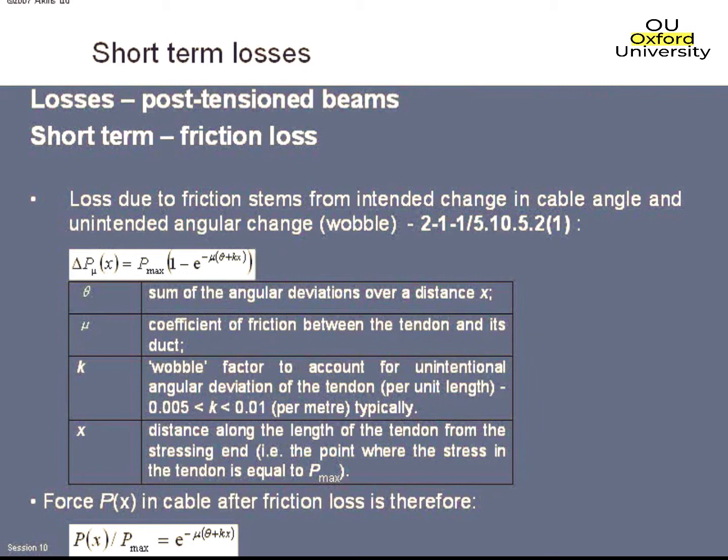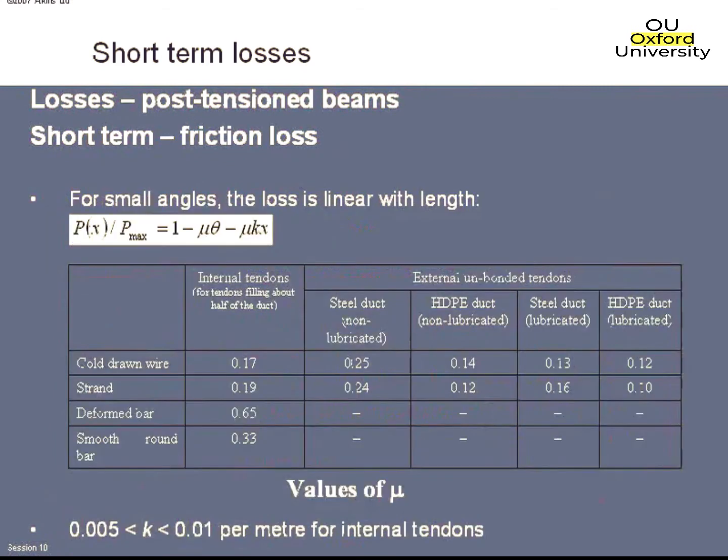So e to the minus a small number can be linearized into a simpler expression: P of x over P max equals 1 minus mu theta minus mu kx. That makes it a lot easier to draw out diagrams, if you like, of how the cable force varies along a typical cable.